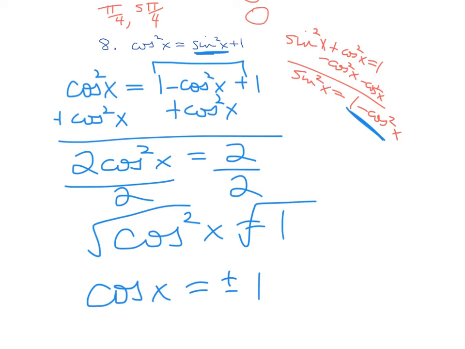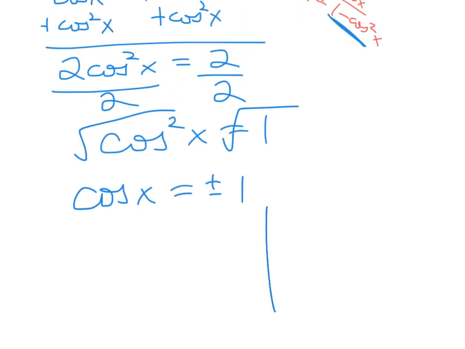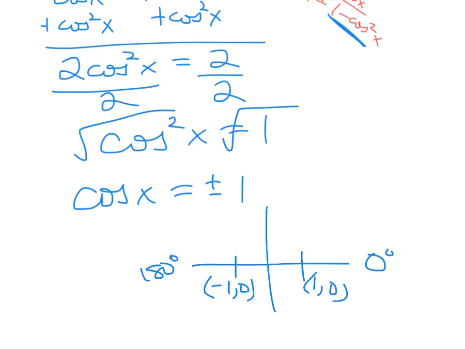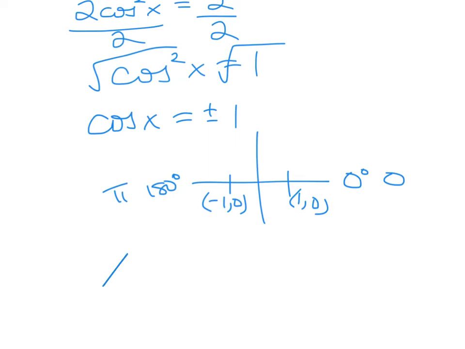So for this one, it comes from the axis. So I'm looking for an x that equals 1 and negative 1. So I can see it's going to be 0 and 180, or 0 and pi. So here my x equals, if it's in radians, it's that. If it's in degrees, it's that.